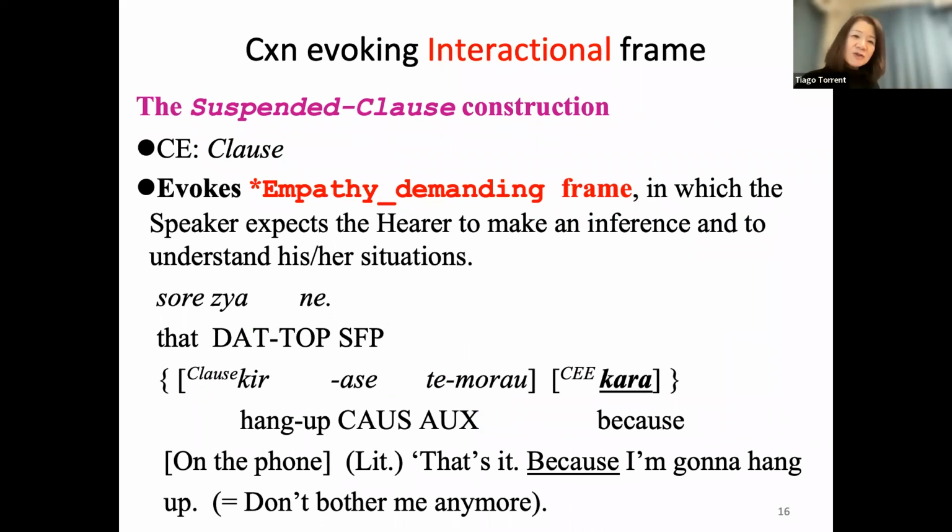So this is an example of a construction evoking a semantic frame, but as I mentioned earlier, it seems like there are many constructions that evoke interactional frames. I'll give an example. I call this the suspended clause construction, and the construction element is a clause. This construction evokes, and I put a star because this frame hasn't been defined in Berkeley FrameNet, I made this up, the empathy demanding frame, in which the speaker expects the hearer to make an inference and to understand his or her situation.